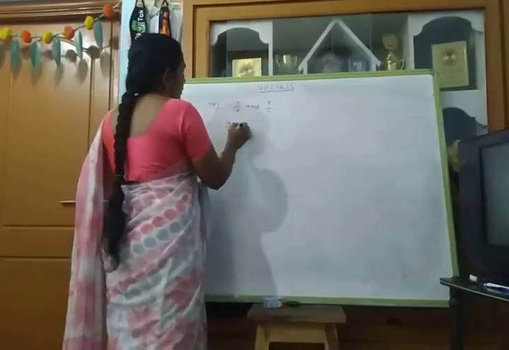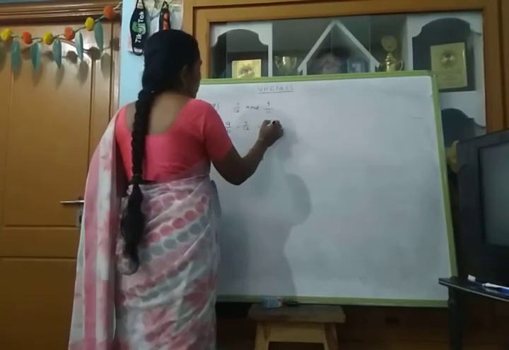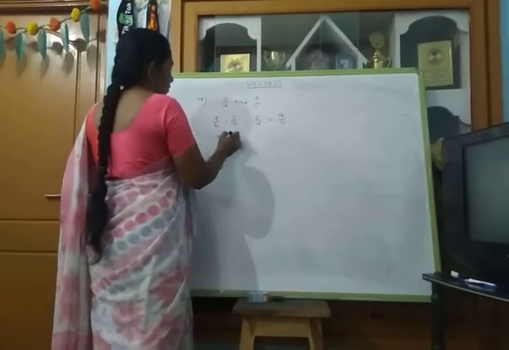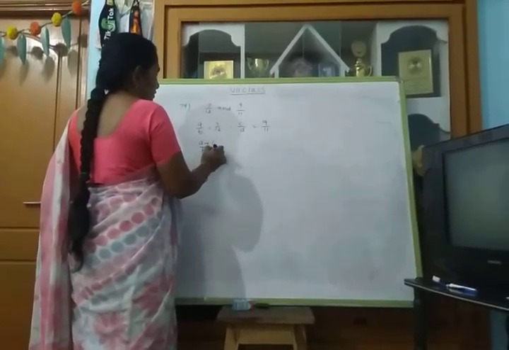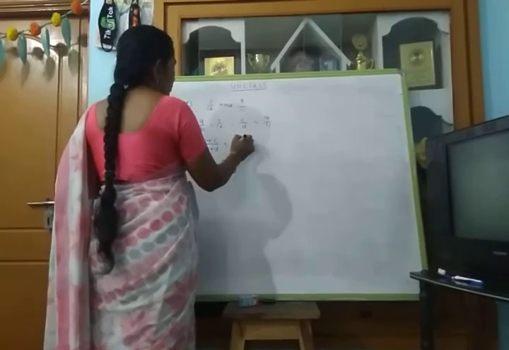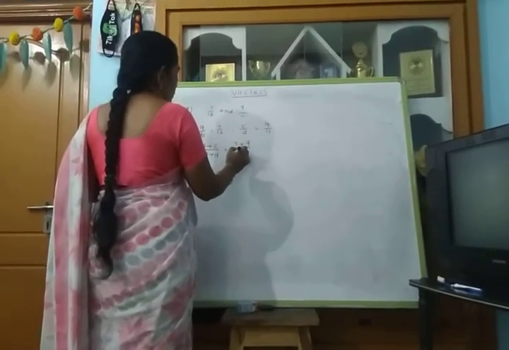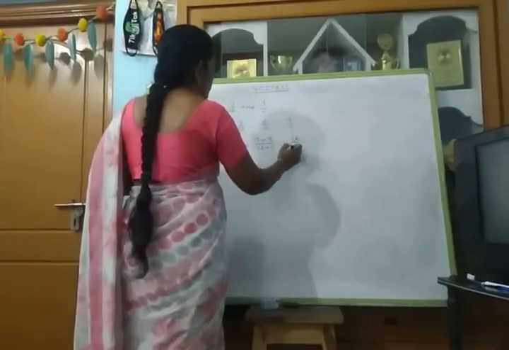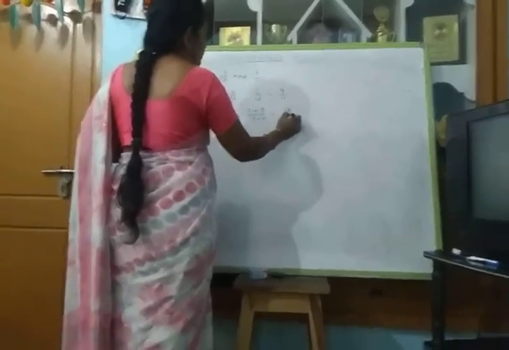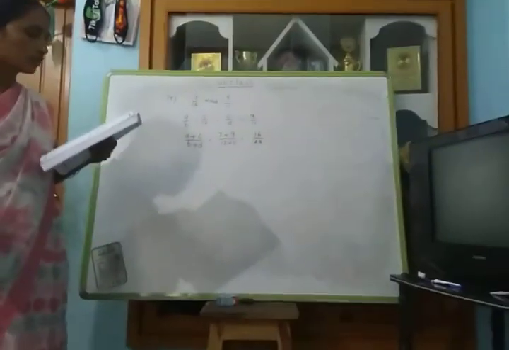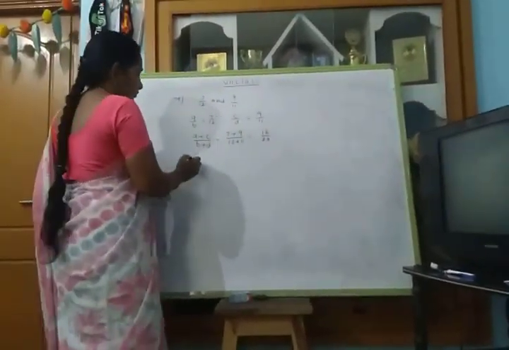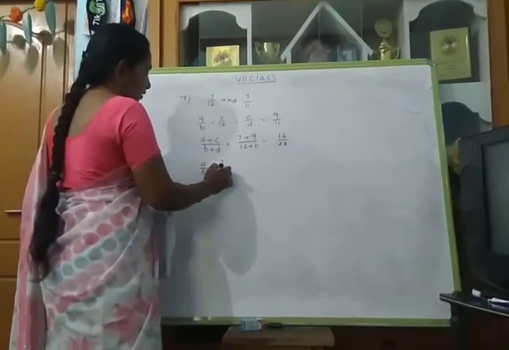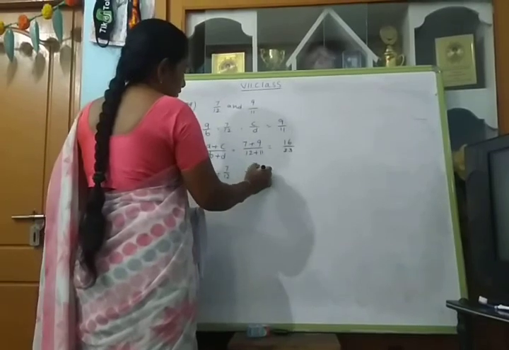Here a by b is equal to 7 by 12, c by d is equal to 9 by 11. So (a plus c) by (b plus d): a is 7, c is 9, by 12 plus 11. 7 plus 9, how much? 16 by 23. Next, take a by b as 7 by 12 and c by d as this one.